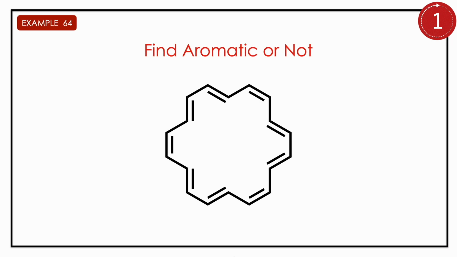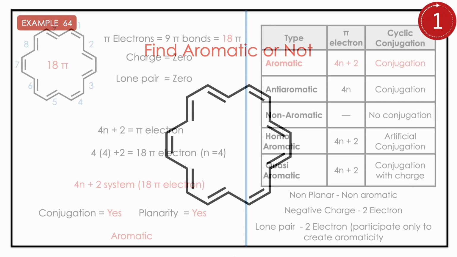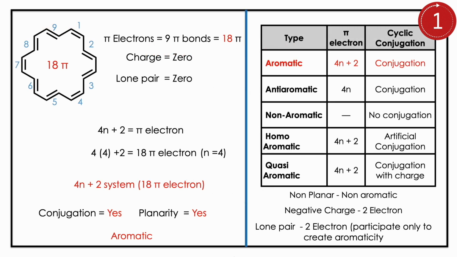Then the next example. You have a macrocyclic molecule with continuous double bonds. You should find whether the given compound is aromatic or not. The compound is technically called annulene. While analyzing annulene, better count the pi bonds directly. Here it has 9 pi bonds, so totally an 18 pi electron system. Charge is not there. Lone pair is not there. So 18 pi electrons means it's a 4n plus 2 system, n equals 4.